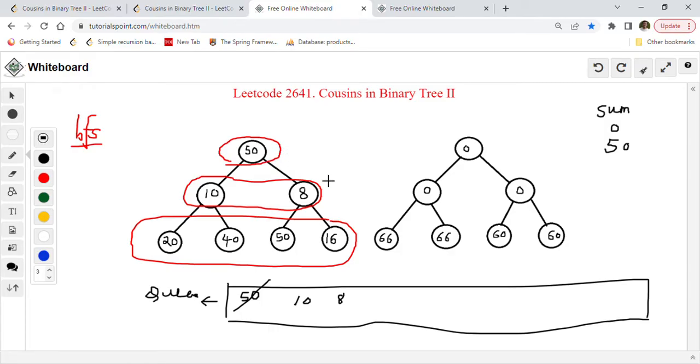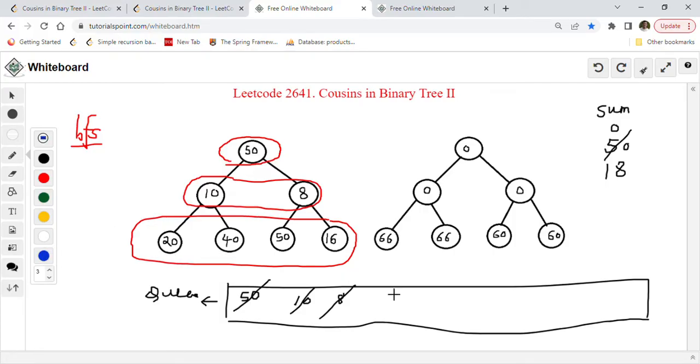Okay. And now you will start processing these elements for the next level. So this level is done, you processed 50. Now you will go to this level, and you will start processing these two nodes. So you remove 10, and you remove 8. Your total is 10 plus 8, which is 18. So your sum is 18, which is your previous level sum. You will add its left and right child.